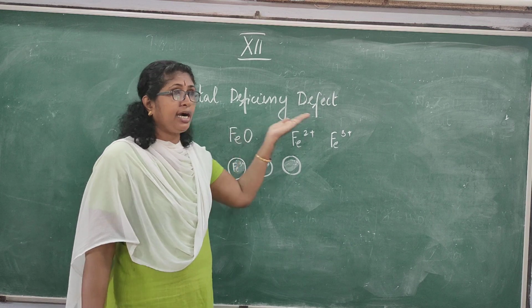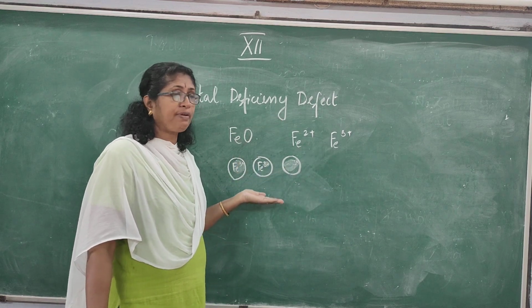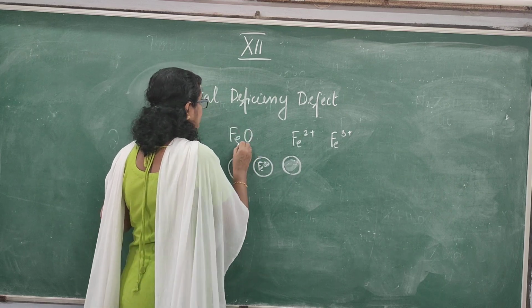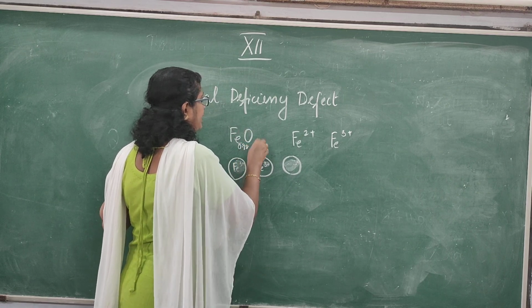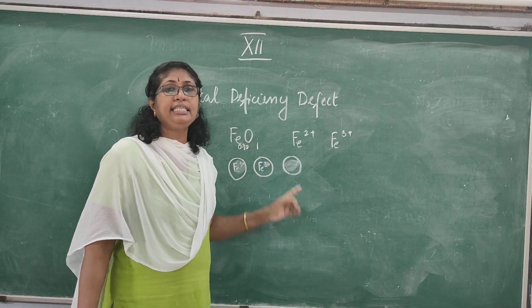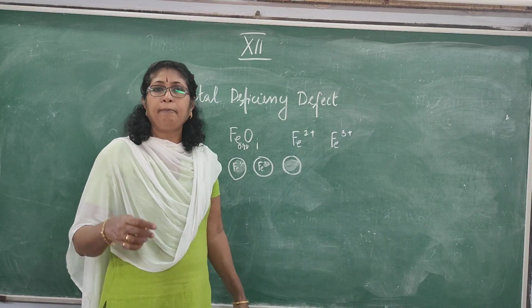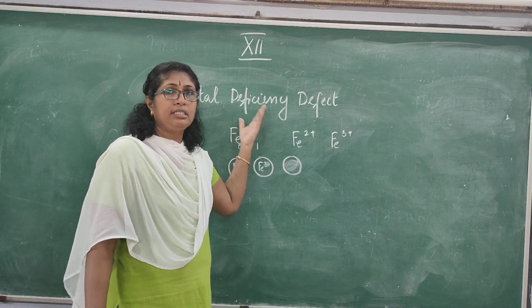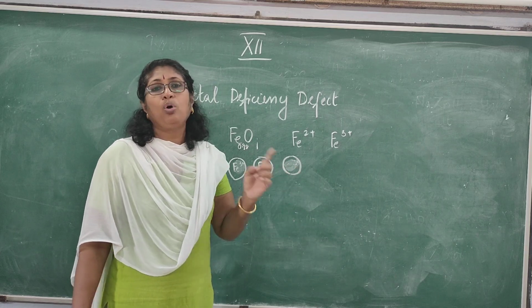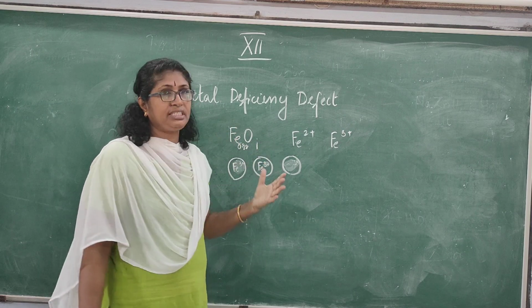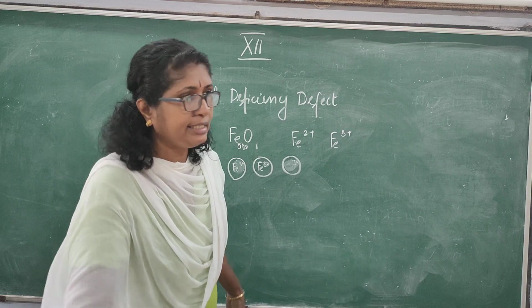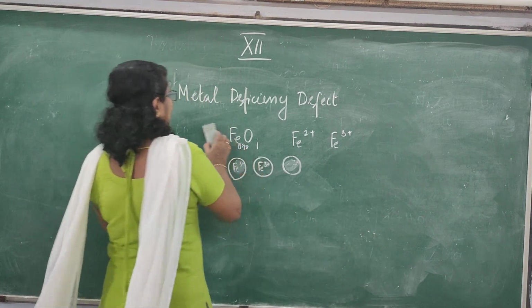So if you take 100 molecules of FeO, instead of 100 iron, there will be only 90. So the ratio becomes 0.98:1. So instead of 1:1, it became 0.98:1. That means the metal is deficient. Some metal ion sites occupied by metal ions are vacant. So this is metal deficiency defect. Another example is nickel oxide. Same case, nickel 2 and nickel 3. So the same case is there in nickel oxide also.